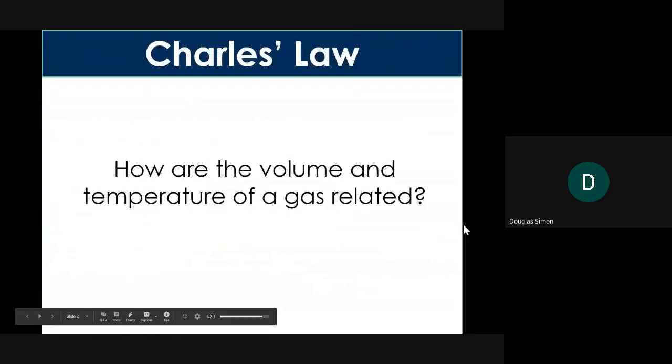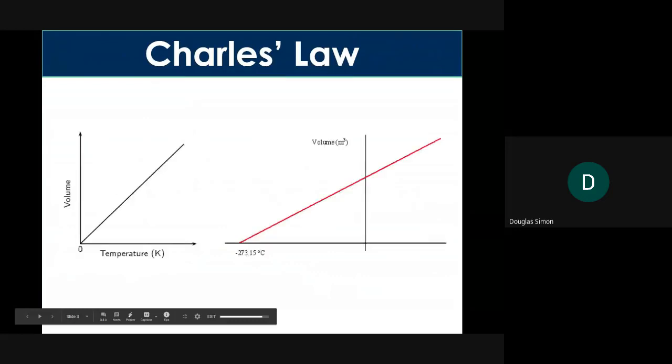So how are volume and temperature of a gas related? Should hopefully be fairly obvious that volume is directly proportional to temperature, as long as we are using a Kelvin scale. Just like last lesson, it's only directly proportional if the temperature is in Kelvin. If it's in degrees Celsius, it looks like this. It's a linear relationship, more like y equals mx plus c.